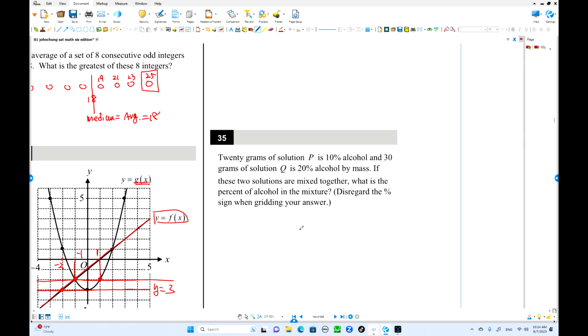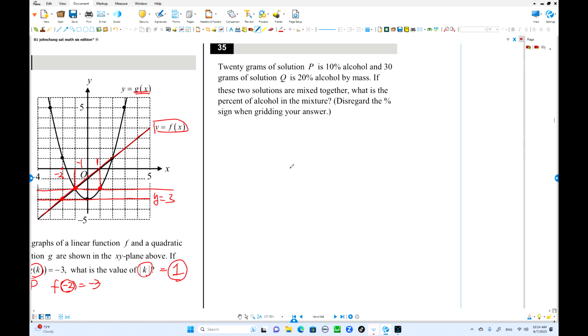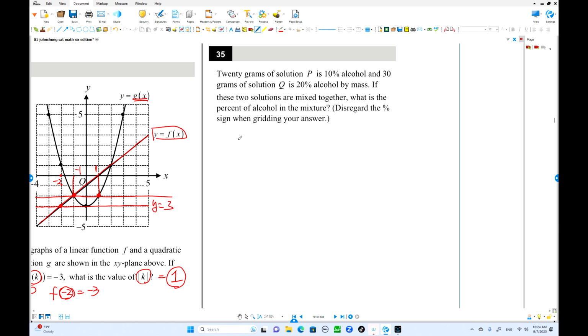Right, number 35. 20 grams of solution P. This is solution P. It is 20 grams. But out of this 20, 10% is alcohol, right? 10%. So 20 grams times 0.1 is 2 grams. This is alcohol. Now the next solution, Q.